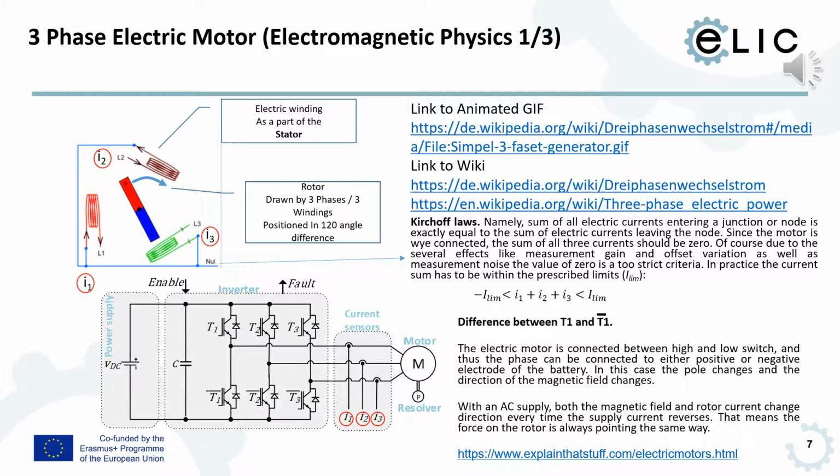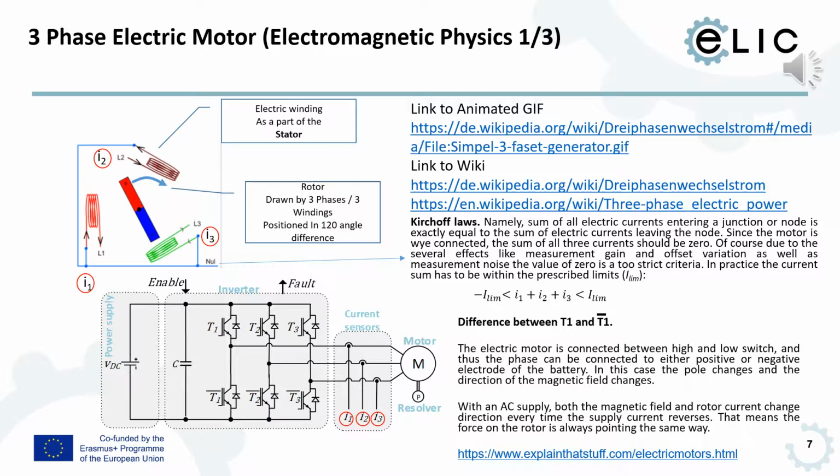And the slide also shows that we have a 120 degree angle difference in positioning the coils. Also, the slide explains in Wikipedia how the Kirchhoff law is applied, where the sum of the three phase currents should be around zero within a limit.